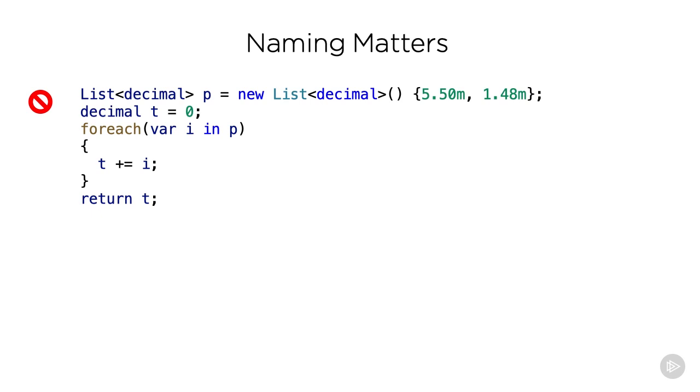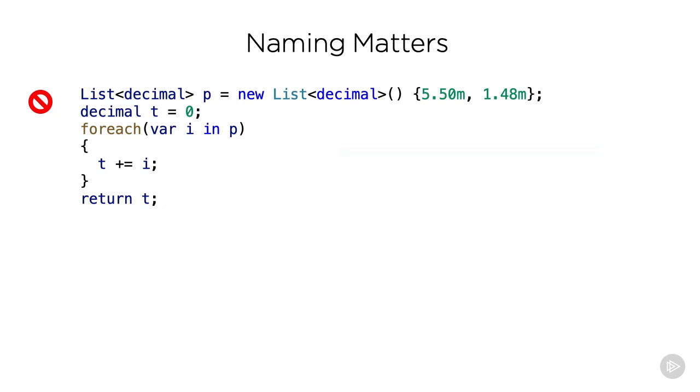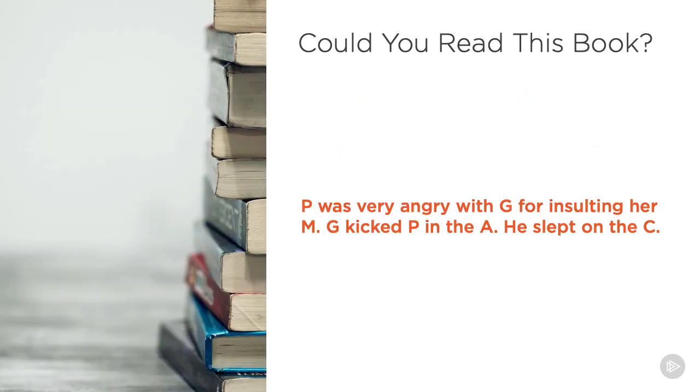Variable name selection has a huge impact on the readability of our code. This code snippet is simplistic enough that you can likely determine what it does, but without well-chosen variable names, it's completely unclear if the code does what the author intended. Remember, understanding the programmer's intent is the biggest problem, so we must strive to be crystal clear about what we meant to do. Imagine reading a book with random one-letter abbreviations throughout.